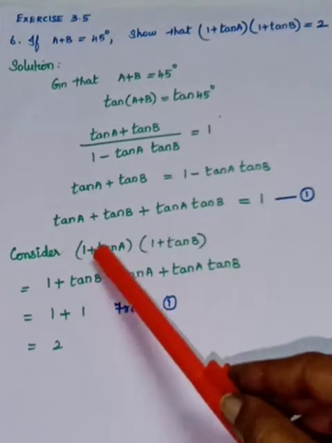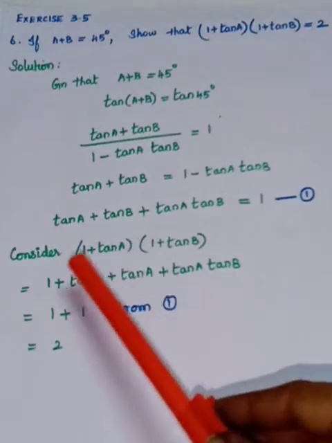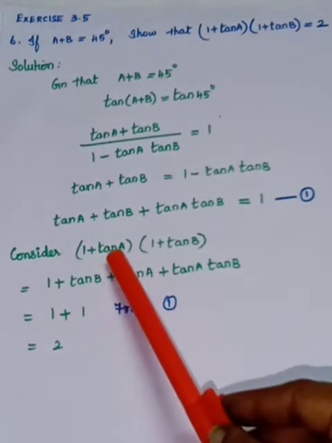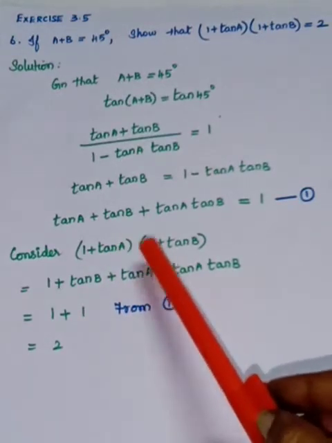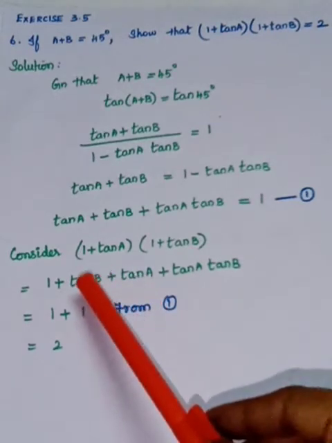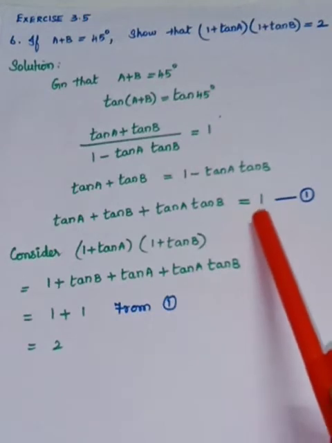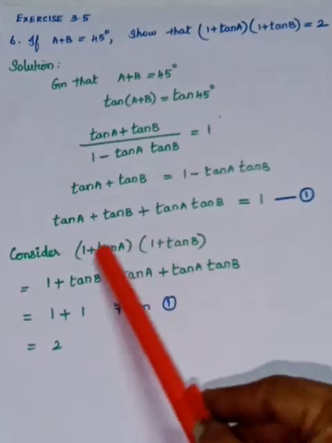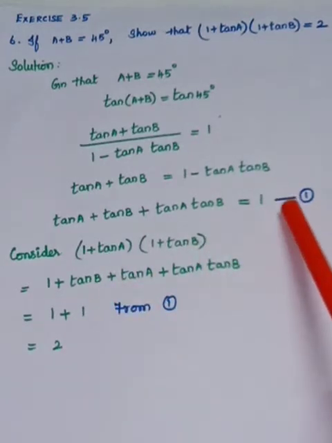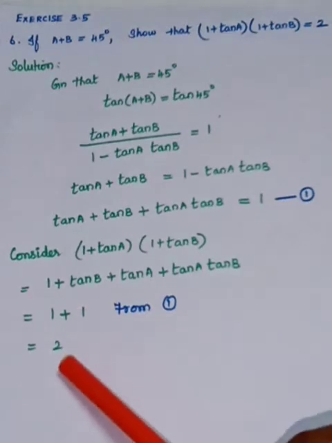Okay, you consider that result and you just multiply the two terms. 1 into 1 is 1. 1 into tan b is tan b. Tan a into 1 is tan a, plus tan a into tan b. You see that tan a plus tan b plus tan a tan b. What we have written? We have written it is equal to 1. So instead of the sum of these three terms, from result 1, we can write this as 1. So what is 1 plus 1? That is equal to 2.